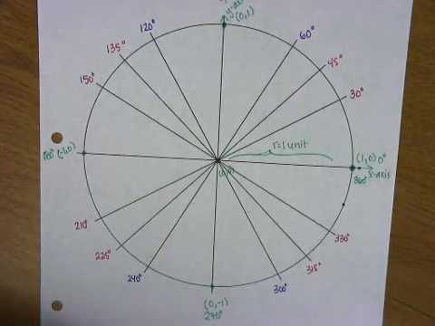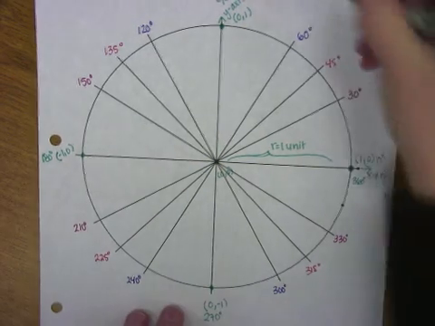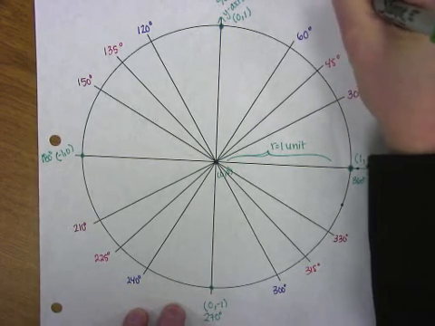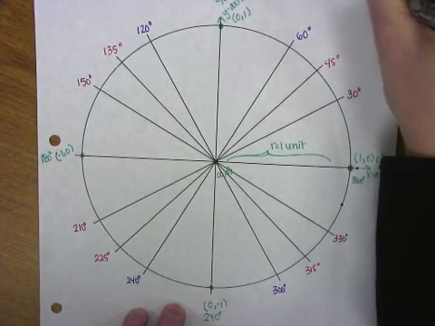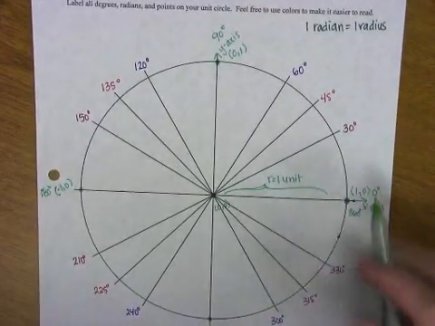After you get your degrees labeled, the next thing that we're going to label are the radians. And radians you learned in last night's video tutorial, but just as a reminder, a radian is a radius of the circle. So 1 radian equals 1 radius of our circle. That's why they're called radians.